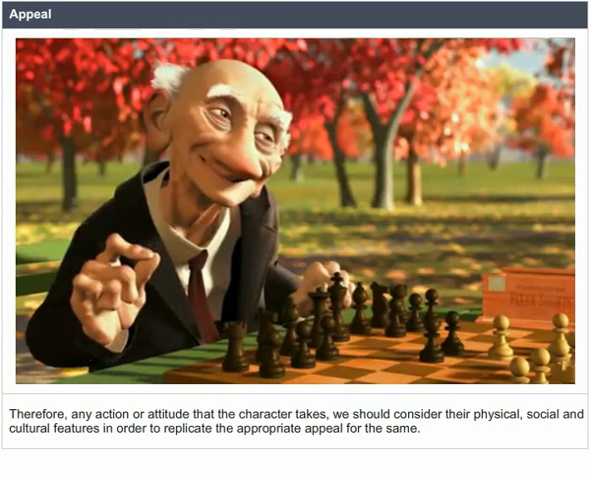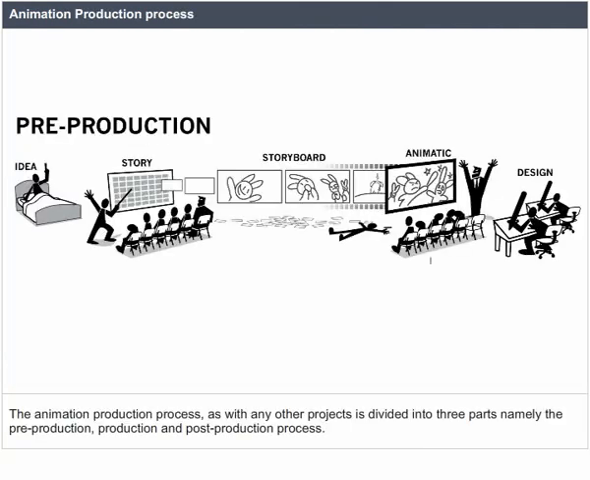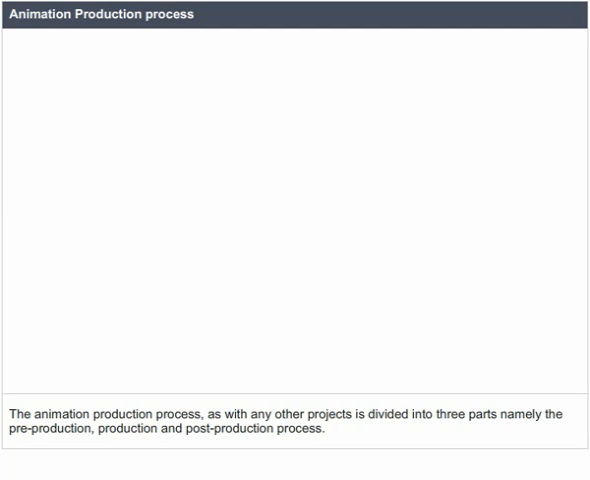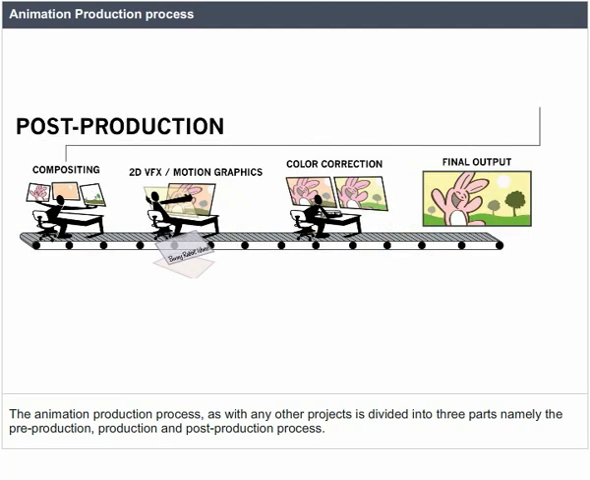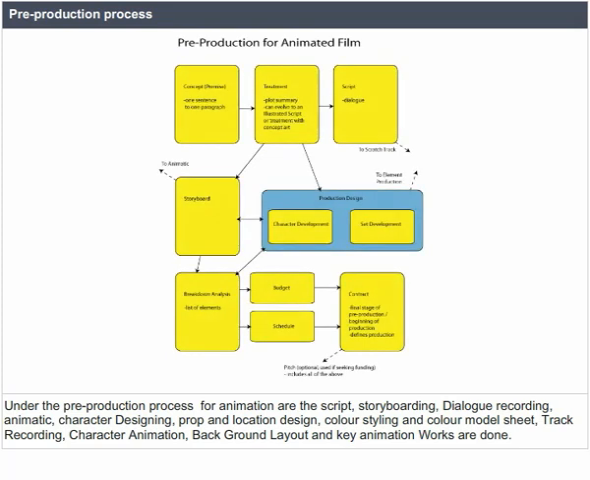Animation production process. The animation production process, as with any other project, is divided into three parts, namely the pre-production, production, and post-production process. Pre-production process. Under the pre-production process for animation are the script, storyboarding, dialogue recording, animatic, character designing, prop and location design, color styling and color model sheet, track recording, character animation, background layout, and key animation works are done.